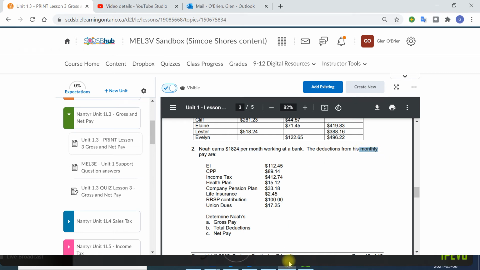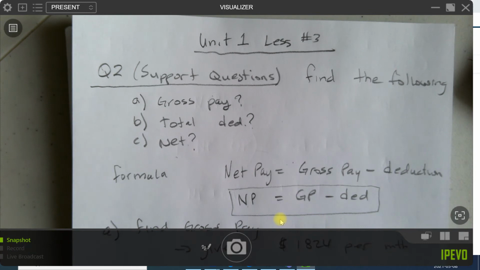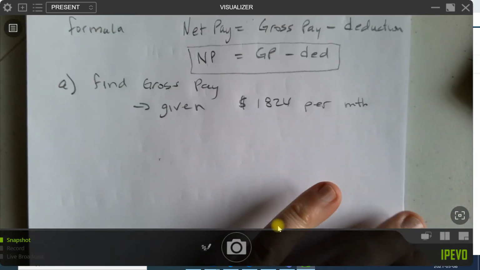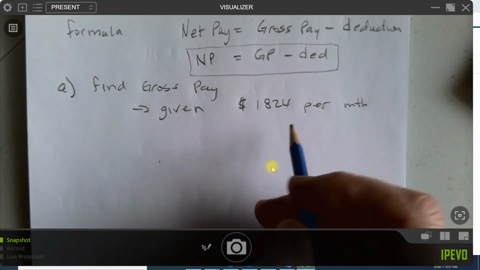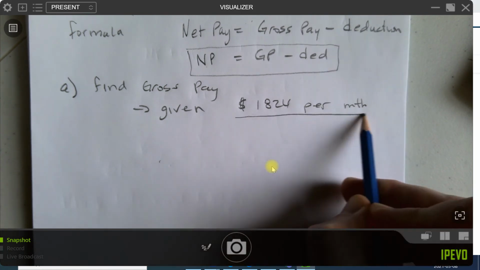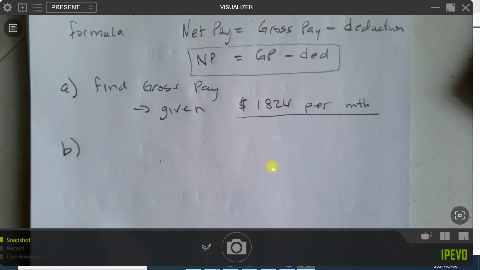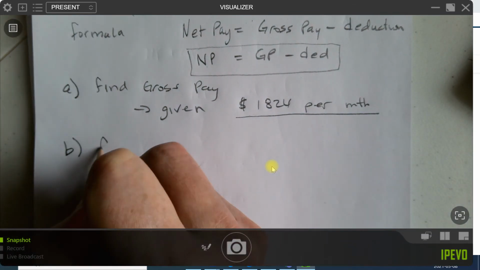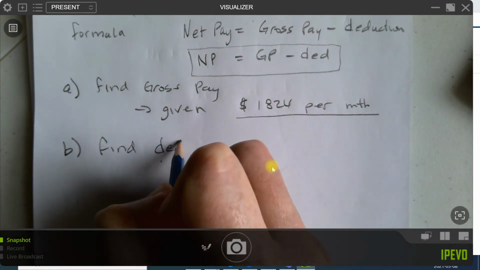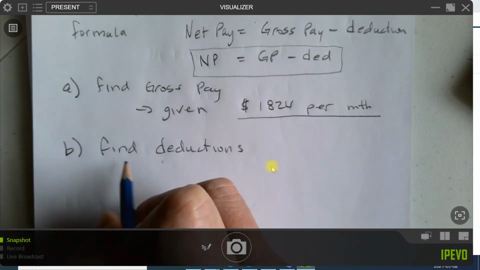So again, let's go back, and so what do we have? Well, we found for A, it's given. It was $1,824 per month. That's the answer for A. That was the gross pay. We found the gross pay. So now we have to find the deductions.